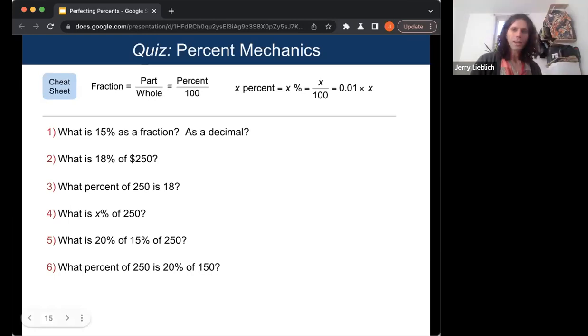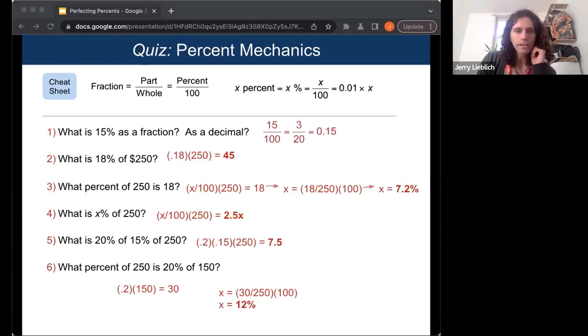Okay. So just a quick reminder, when you're letting me know you're done or sending me an answer, send it to me alone and not to everybody. Okay, so here are the answers. And briefly walking through here. So to get this as a fraction, we put it over 100 and then can reduce. To get it as a decimal, we just put a decimal in front of the first two.